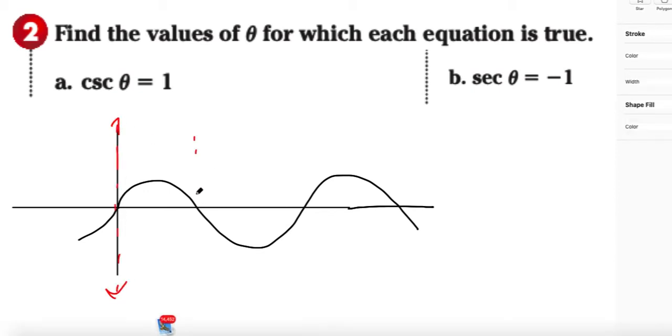Anywhere sine is 0, the reciprocal of that is going to be a problem for the cosecant. So I'm just putting those in here to give me a good idea of what's going on. I know that this is all happening. This is 2 pi.